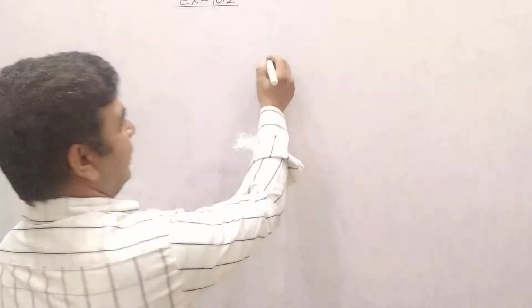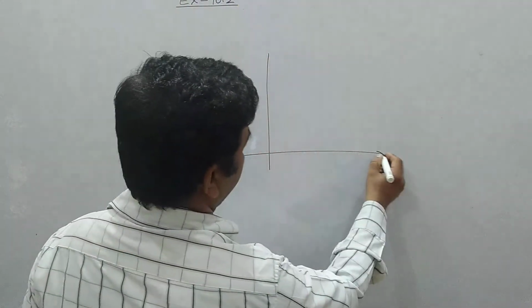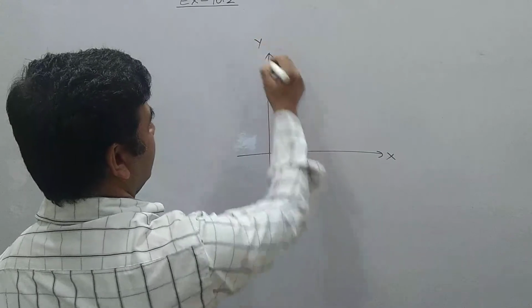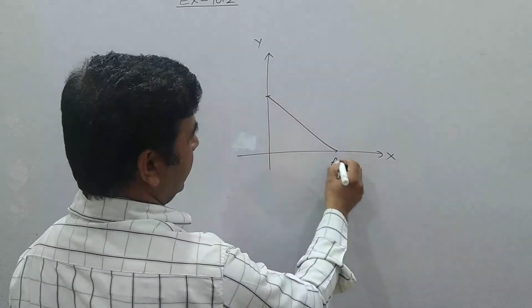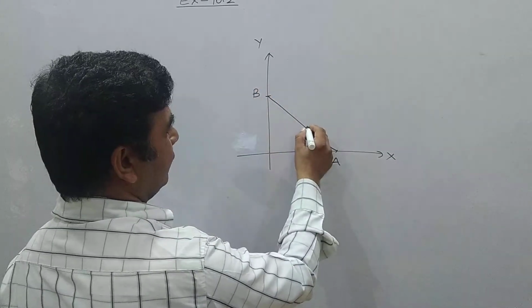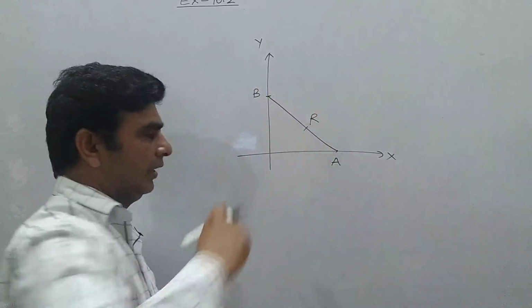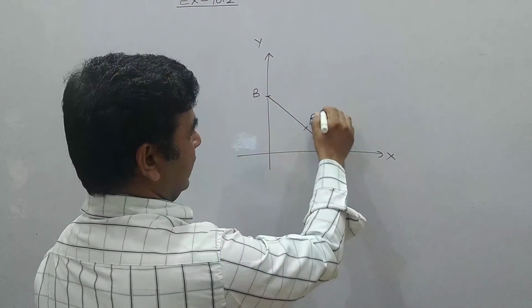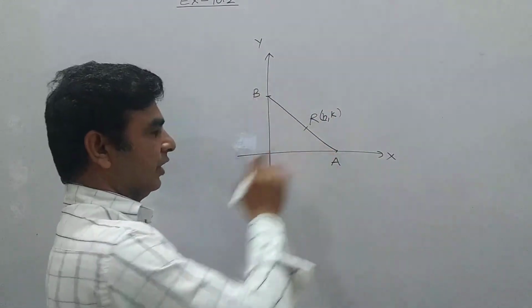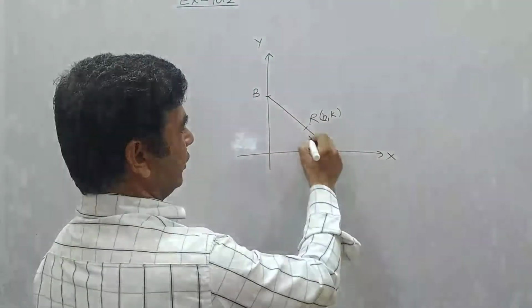Given that R is a point with coordinates (h, k) that divides a line segment between the axes. This is your x-axis, this is your y-axis, and a line segment is there between the axes. Let this be point A and this be B, but R is a point in between on the line segment, with coordinates (h, k), such that R divides the line segment in the ratio 1:2.